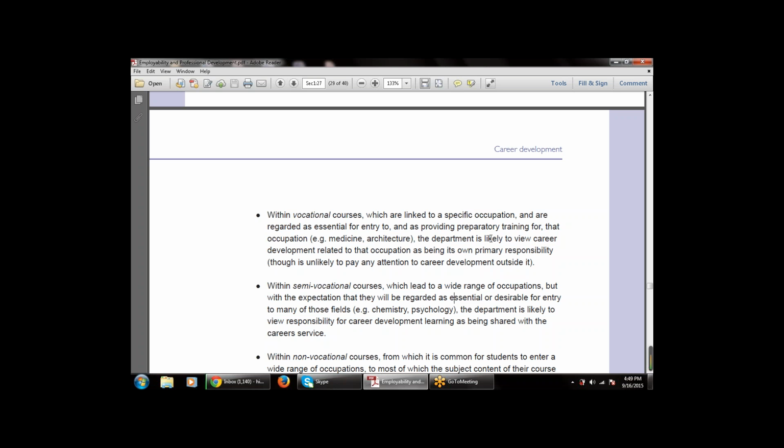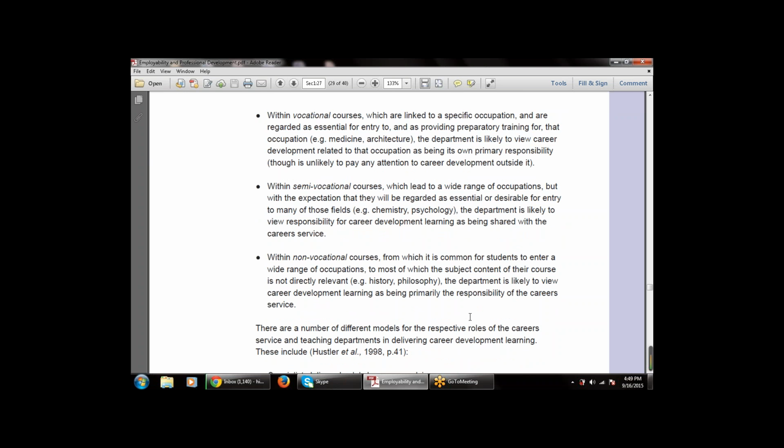And within the non-vocational courses, it is common for students to enter a wide range of occupations, of which the subject content of the course is not directly relevant. So one is vocational, one is semi-vocational, one is non-vocational, and the department is likely to view career development learning as being primarily the responsibility of the career service.